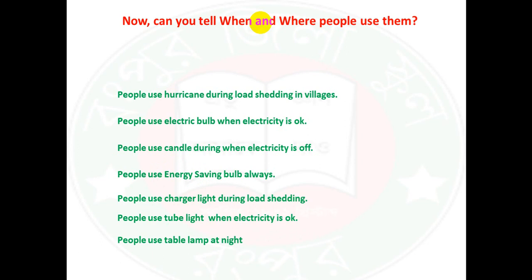So people use these sources of light, either during load shedding or not, but most of them, as many as 6 things, are used both in villages and cities, except hurricane. This is almost out of market. Next one.